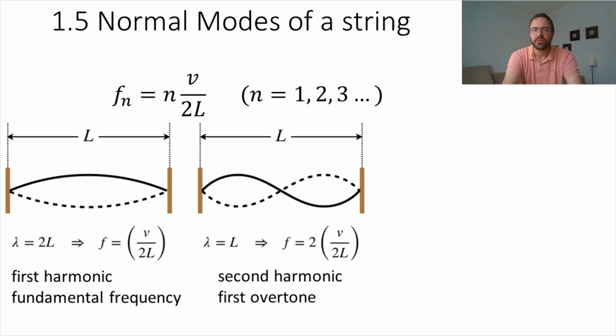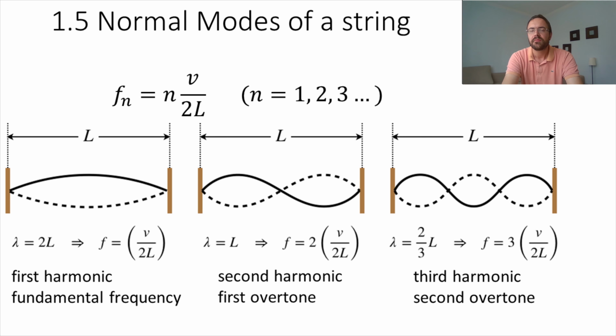For n equal 2, we have f2 equal v over L, and this is called the second harmonic. And if you are a musician, you may call this the first overtone. It corresponds to the case where we have two nodes on both ends and one node in the middle, and two antinodes at 1/4 and at 3/4 of the length of the string.